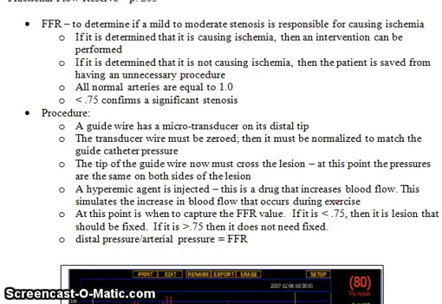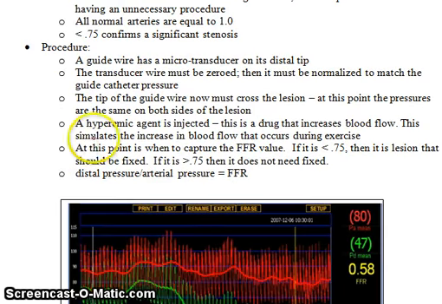That's okay. At that point, a hyperemic agent is injected, usually adenosine, a drug that increases blood flow. It simulates the increase of blood flow that occurs during exercise, because that's when a lot of times people say they have their chest pain. So you're trying to duplicate that occurrence of the chest pain during exercise. Instead of actually having the patient exercise, we give them the adenosine, which simulates that.